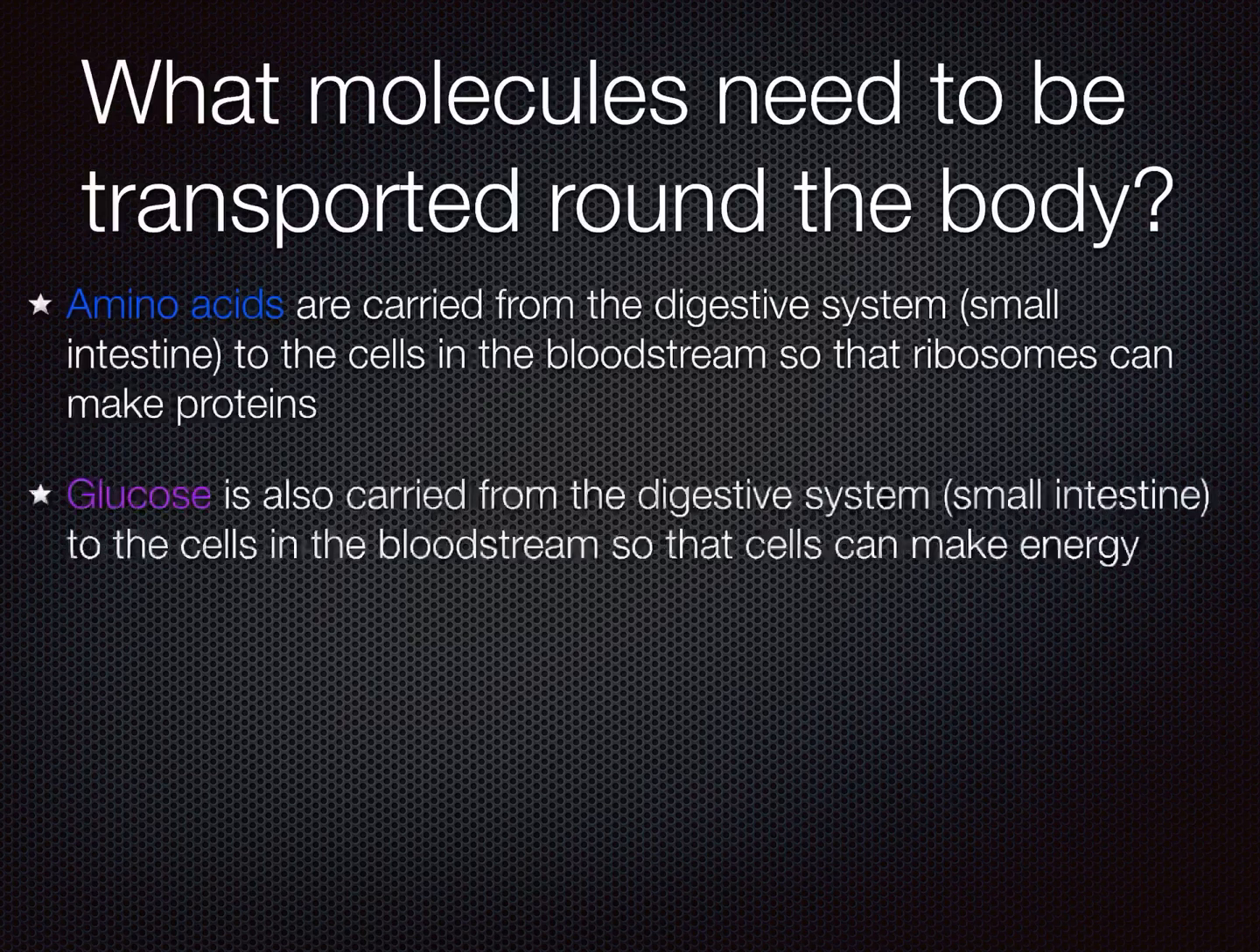Glucose is also a type of sugar absorbed by the small intestine, and again the blood carries the glucose to the cells so the cells can make energy from the breakdown of the glucose sugar.